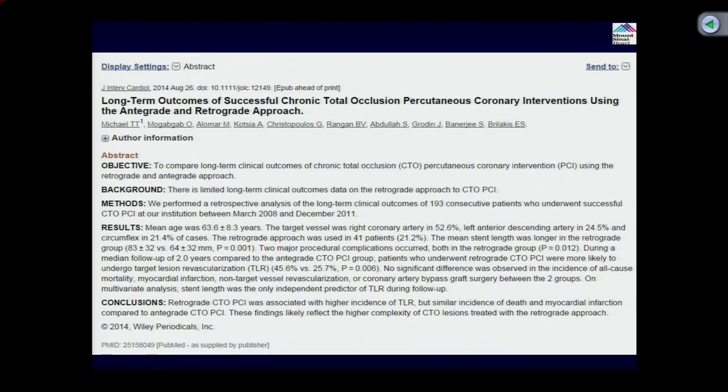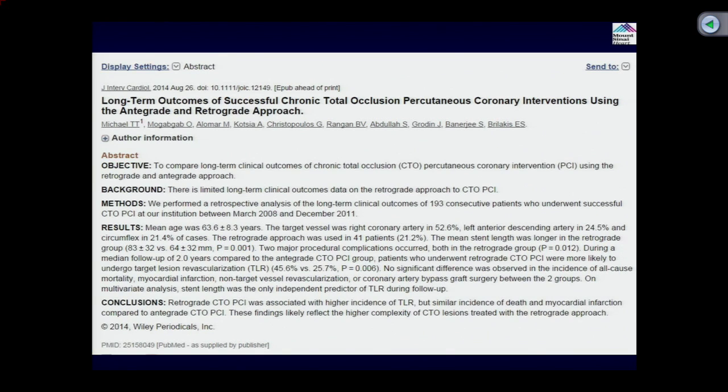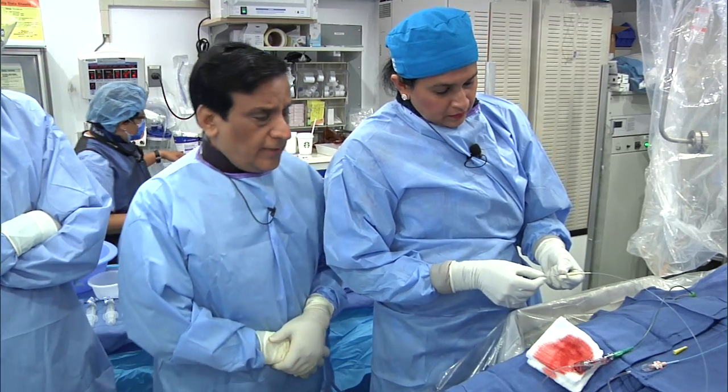Now this is just the last data on the retrograde recanalization, just to show that there seems to be enough evidence accruing that retrograde recanalization is associated with higher dye use, contrast use, and higher complication, higher stent use, so that clearly if you try the antegrade before going to the retrograde.